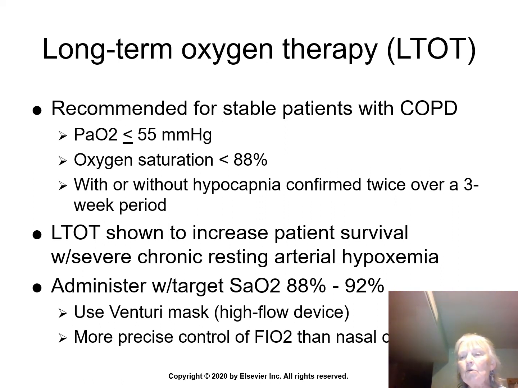Now, when we get into the oxygen part of Therapeutics 1, we're going to talk about a Venturi mask. It's a high flow device. We can actually control the FiO2, the oxygen we're giving to you. Nasal cannulas are affected by your respiratory rate and different things along that line, and we're going to talk about those. So when we're dealing with these patients, we need to give them a stable FiO2, and it's much better to give them the Venturi device.